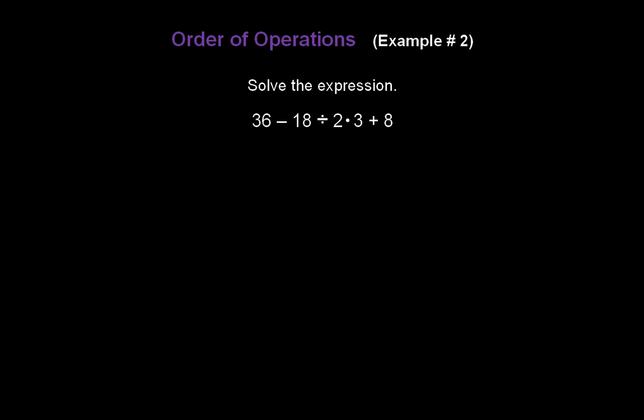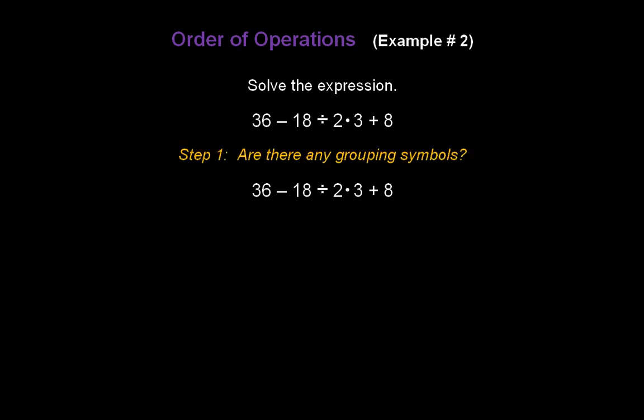Let's try another example. Solve this expression. Let's write it down first. 36 minus 18 divided by 2 times 3 plus 8. Do we have any grouping symbols? No, we don't. Are there any exponents? Nope, don't see any exponents either. Move on to step 3. Is there any multiplication or division? In fact, there is. There are 2 of those operations.